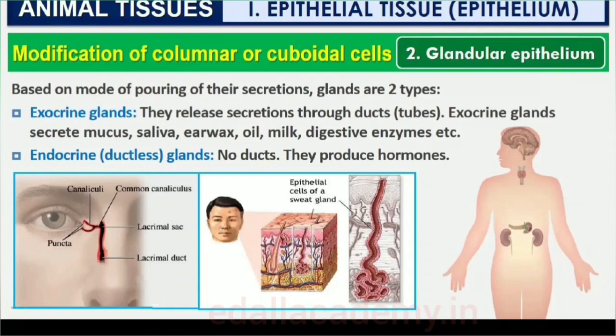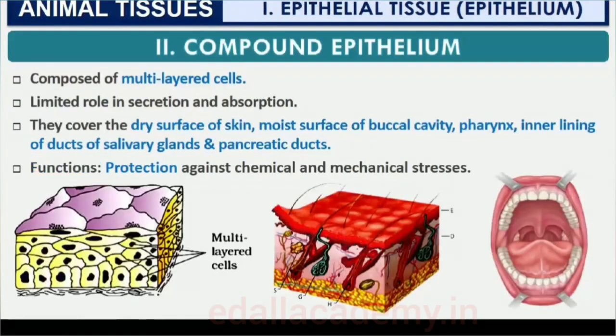Exocrine glands secrete mucus, saliva, earwax, oil, milk, digestive enzymes and other cell products. These products are released through ducts or tubes. In contrast, endocrine glands do not have ducts. Their products called hormones are secreted directly into the fluid bathing the gland. Compound epithelium is made of more than 1 layer, multilayered, of cells and thus has a limited role in secretion and absorption. Figure 7.3. Their main function is to provide protection against chemical and mechanical stresses.